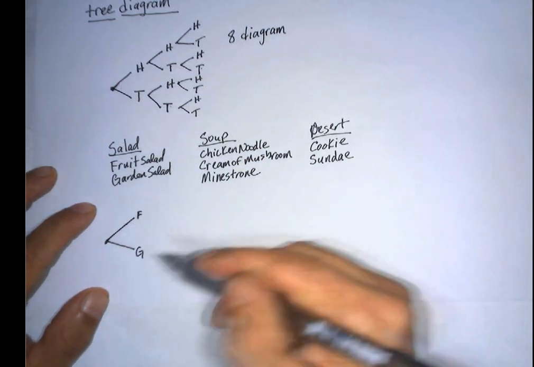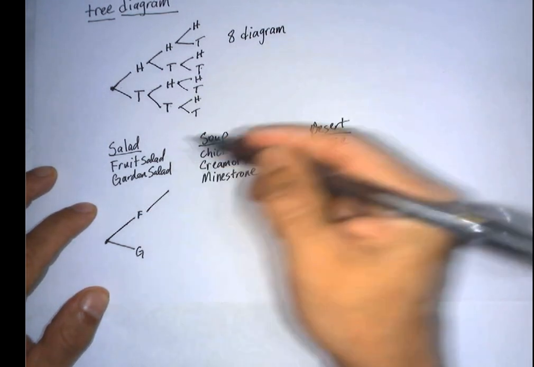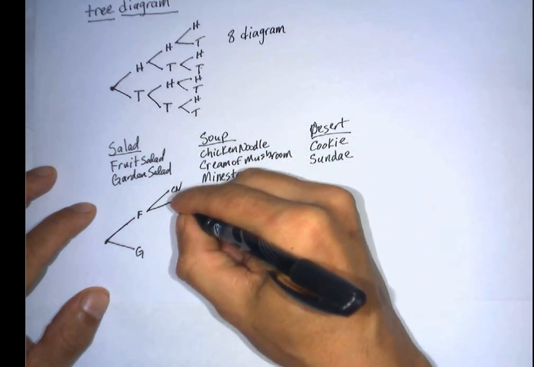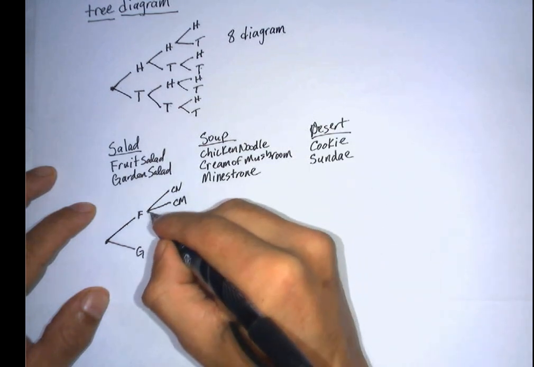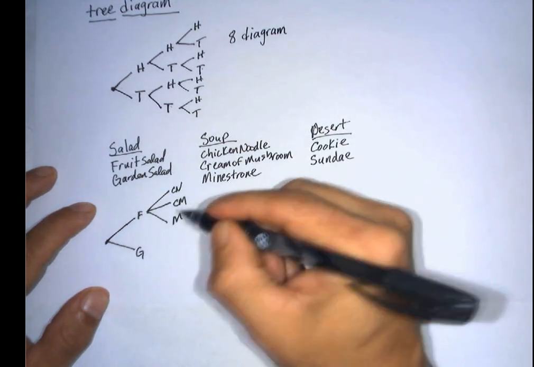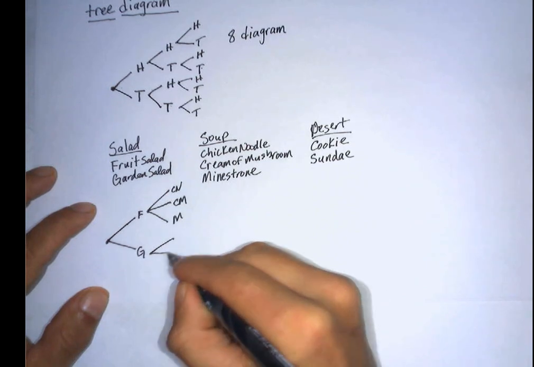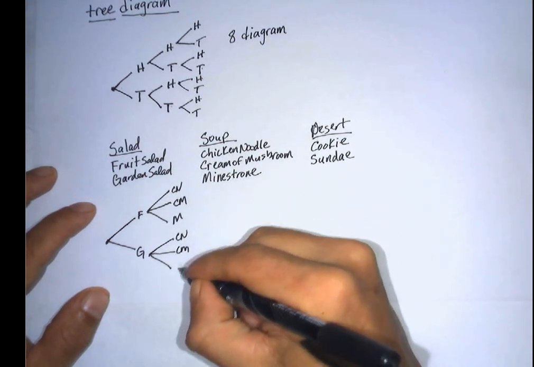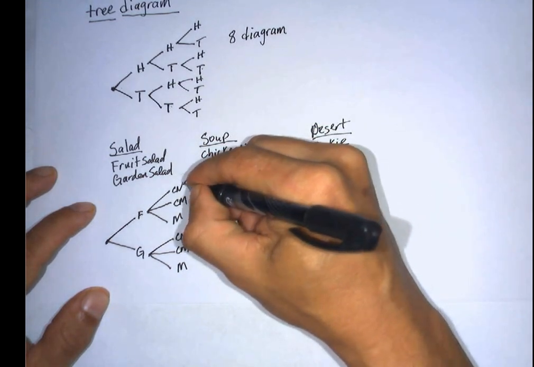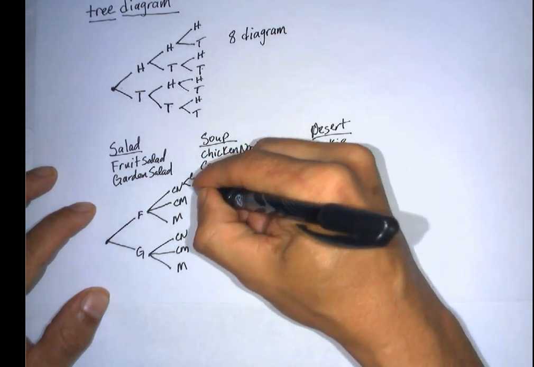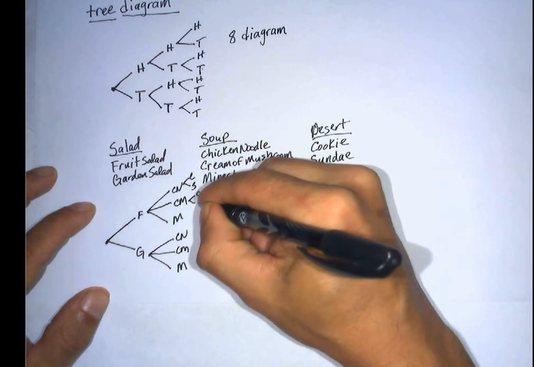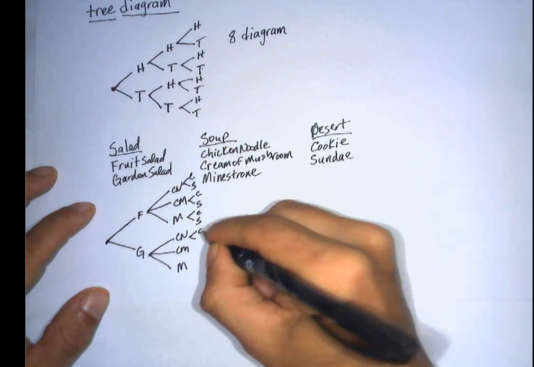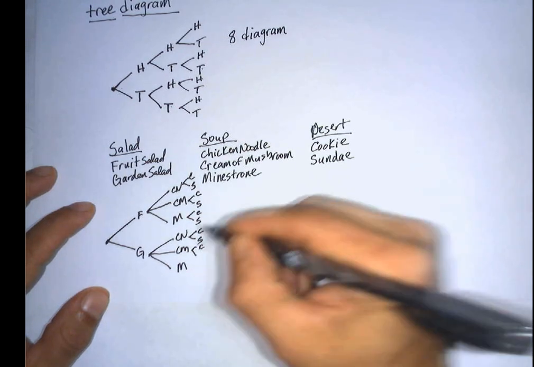Now, with each one of these choices, you could either choose the chicken noodle, the cream of mushroom, or the minestrone. And same here. Chicken noodle, cream of mushroom, and minestrone. And each of these have two choices, the cookie or the sundae. The cookie or the sundae. The cookie or the sundae. The cookie or the sundae, the cookie or the sundae.